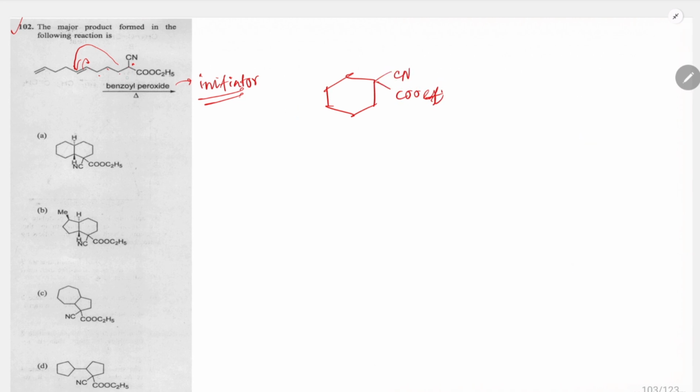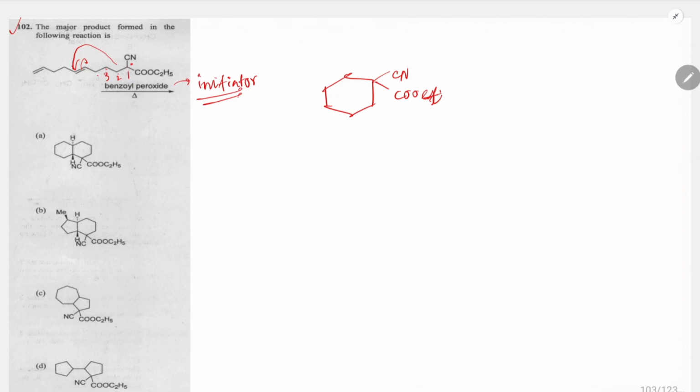CO2. 3, 4, 5, 6. This is 1, 2, 3, 4, 5, 6. The other part will attach to this 7, 8, 9, 10. Carbon 5 contains the radical. Then 6, 7, 8, 9, 10. Carbon 10 contains the double bond.